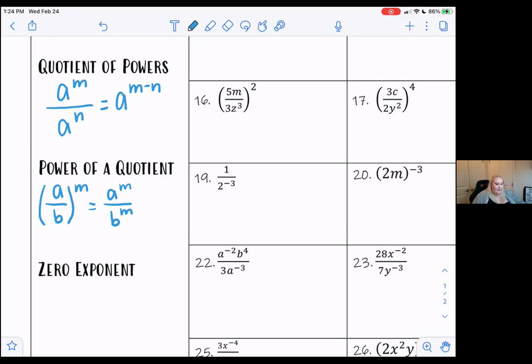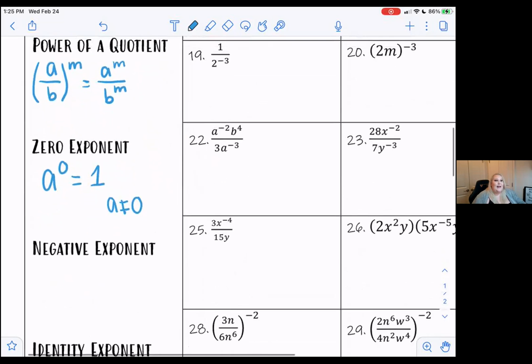The zero exponent states that anything, we'll go with the letter a, to the power of 0 equals 1. And remember, we have one rule, that a cannot equal 0, because 0 to the power of 0 is 0. 0 to any power is 0, because 0 times itself is still 0.